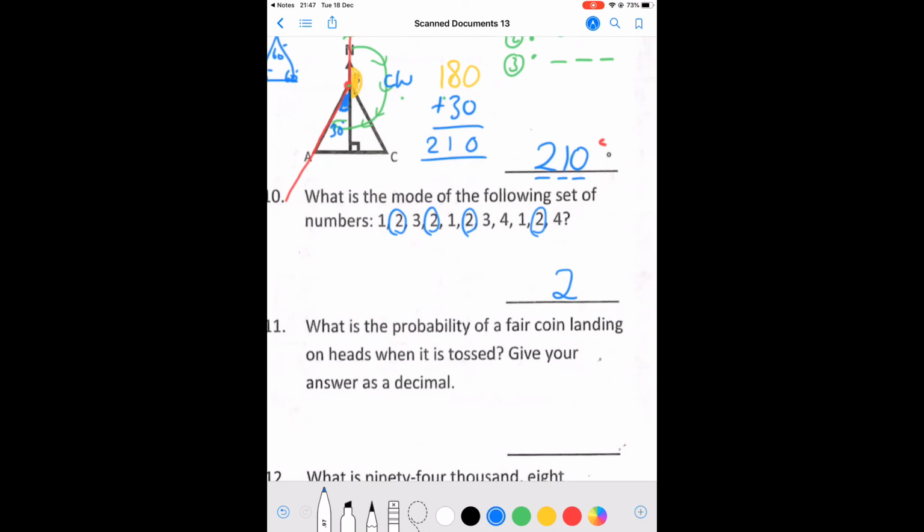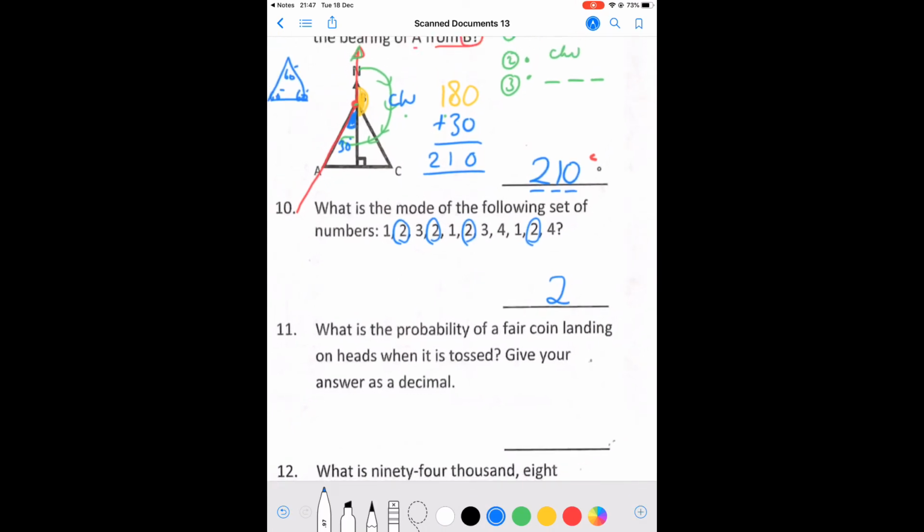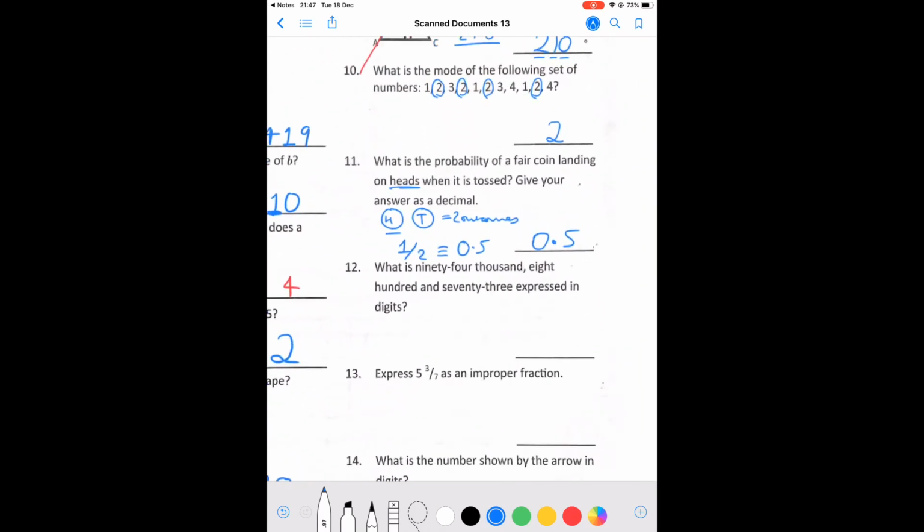What is the probability? Question number 11, probability question. What is the probability of a fair coin landing on heads when it is tossed? Give your answer as a decimal. Well, if you have a fair coin, we have a head or a tail. So there's 2 outcomes. And the probability that will be head is 1. So it's 1 out of 2, a half. And a half is equivalent to 0.5. So the decimal answer we're looking for is 0.5, and that question is done. And let's move on to the next question.